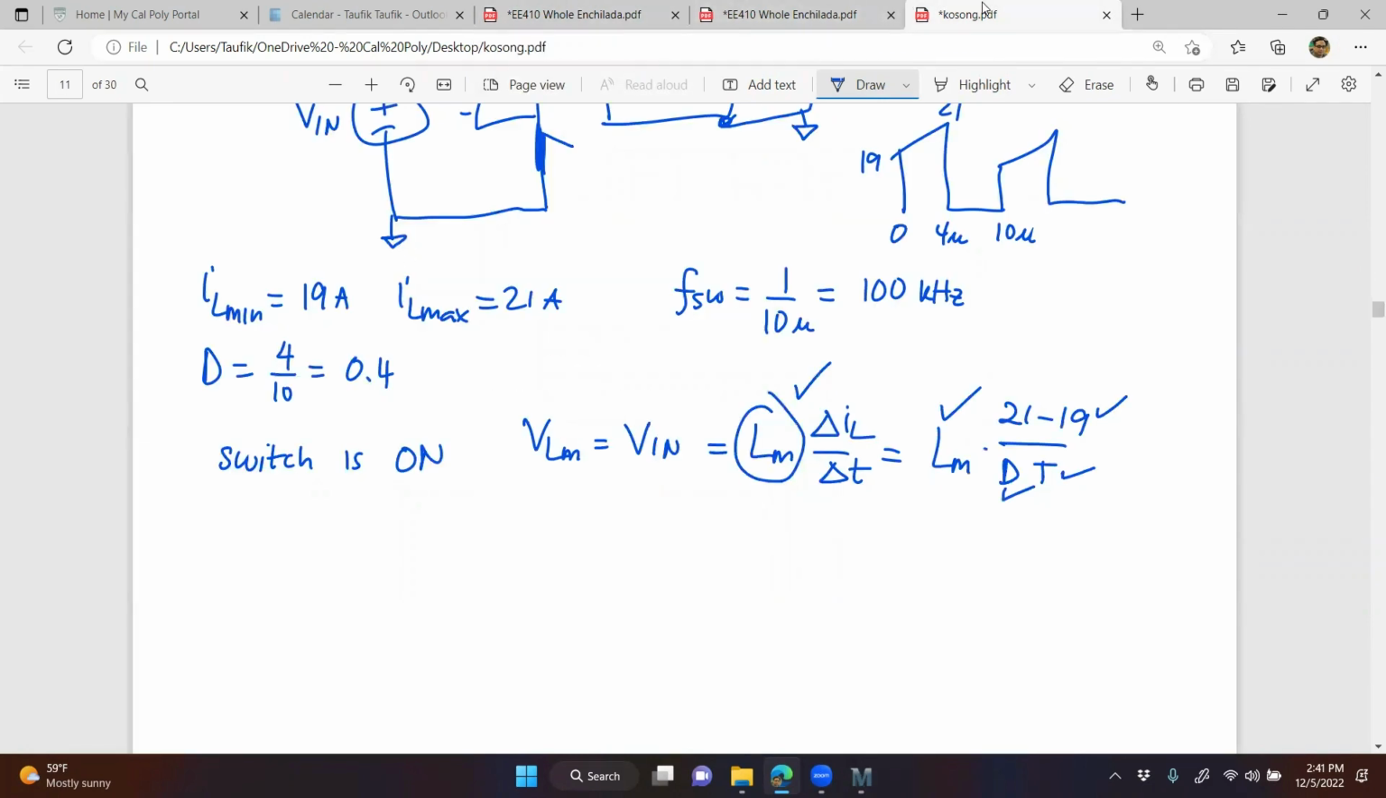Any question on this? No? Or do you want to solve it? Or it's okay, just leave it like this?